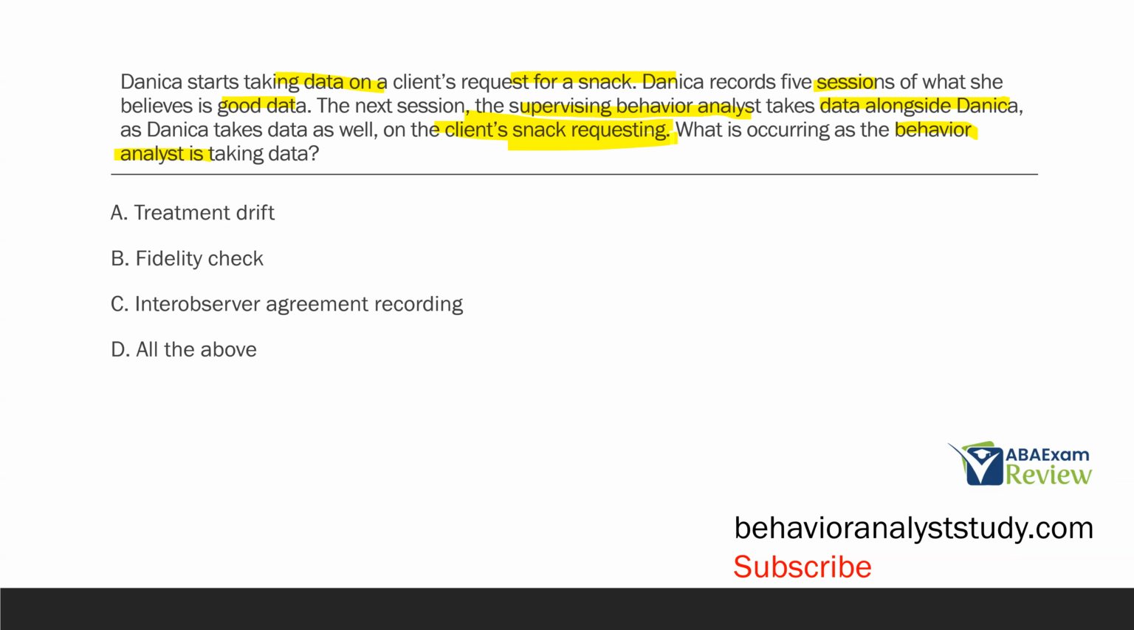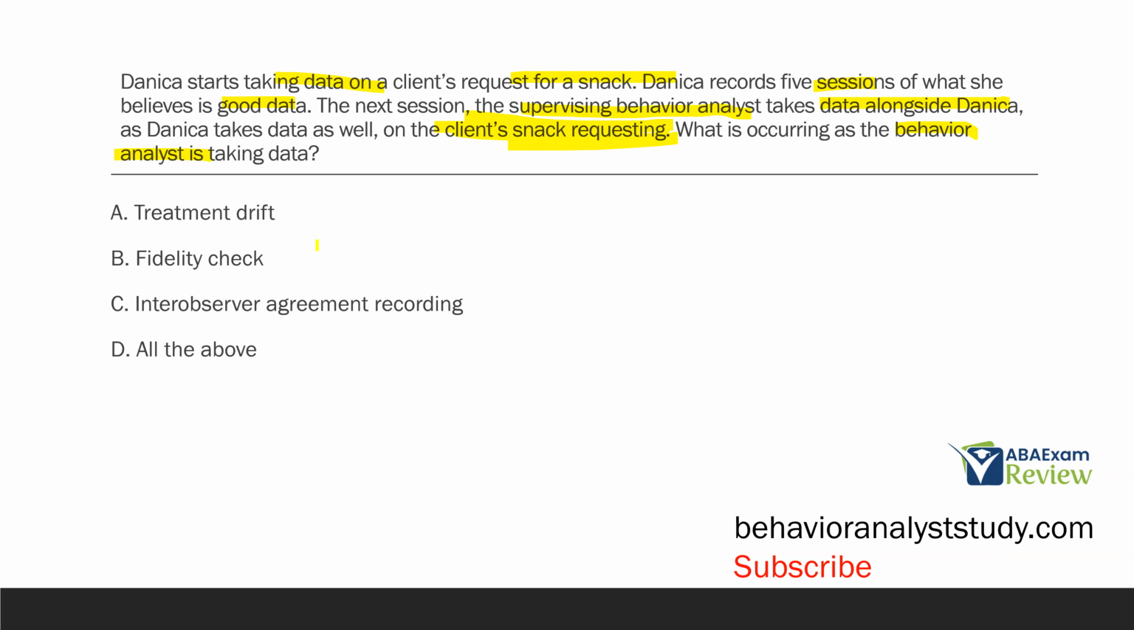Why would they do that? Well, Danica believes she has good data, and she very well might, but as the behavior analyst, as a supervisor, it's your job to be sure. And we can be sure that the data are good or data are accurate, valid, and reliable with interobserver recording. That's when we record the same thing as the technician at the same time. So what is occurring here? A, treatment drift. Well, no, not necessarily. As far as we know, everything is going well. The supervising behavior analyst is there to confirm everything is going well, including the data. What about a fidelity check?